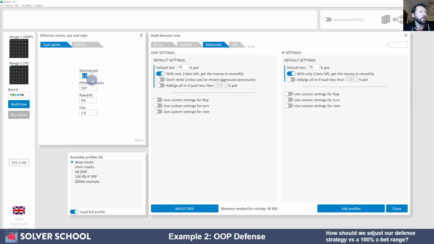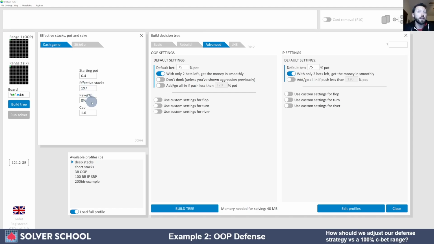Our starting pot here is going to be a little bit different because we are playing a 2-5 cash game. Because the small blind is not half the big blind, our starting pot is actually going to be 6.4 big blinds, because our small blind here is $2, which is 0.4 big blinds. And when the small blind folds, that 0.4 stays in the pot. So now it's 6.4, not going to change things significantly, but just so that you note, it's not 6.5, it's 6.4. And effective stacks are 197.